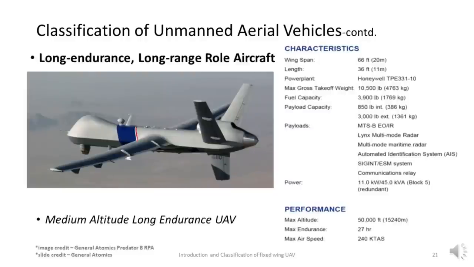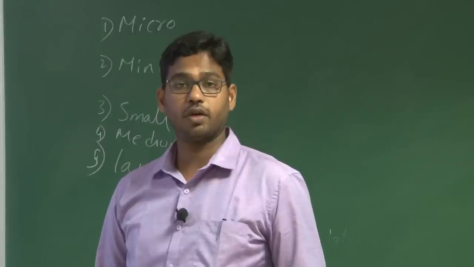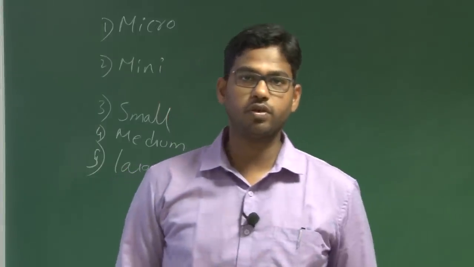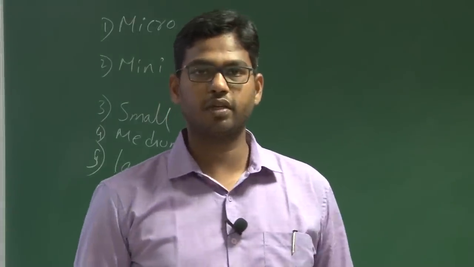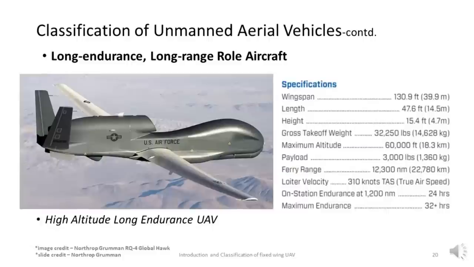And there is the MALE UAV, which is abbreviated for medium altitude long endurance UAV, and the HALE, high altitude long endurance UAV. These two UAVs are meant to perform surveillance and reconnaissance missions, right? The high altitude long endurance UAV can have a range up to 40,000 kilometers, and a medium altitude long endurance UAV can have a similar range, but at a lower altitude.